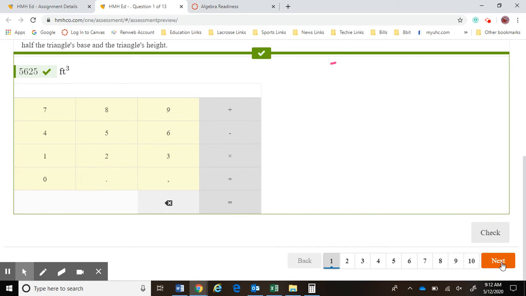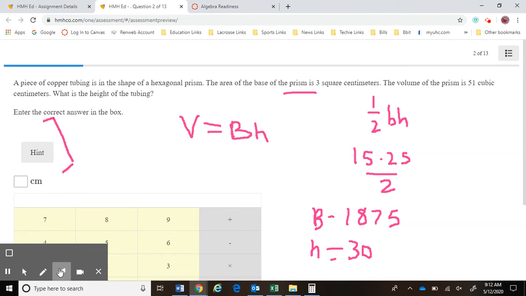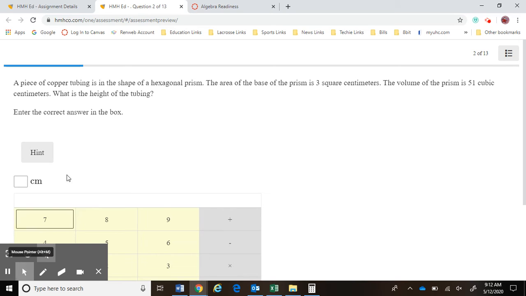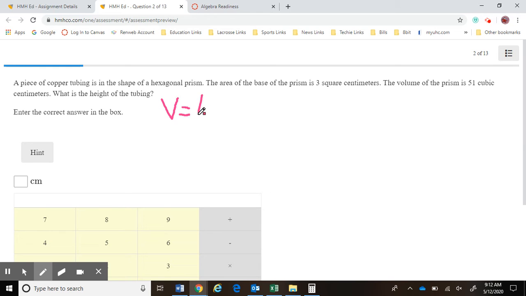All right, continuing to the next question. Let's wipe our screen. A piece of copper tubing is in the shape of a hexagonal prism. The area of the base of the prism is 3 square centimeters. The volume of the prism is 51 cubic centimeters. They've given me the volume, and I want to know the height. So remember, V equals BH. The volume is 51, so V is 51, and the area of the base is 3, so 3H.